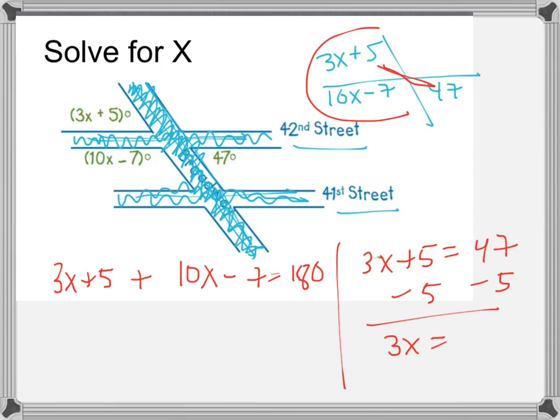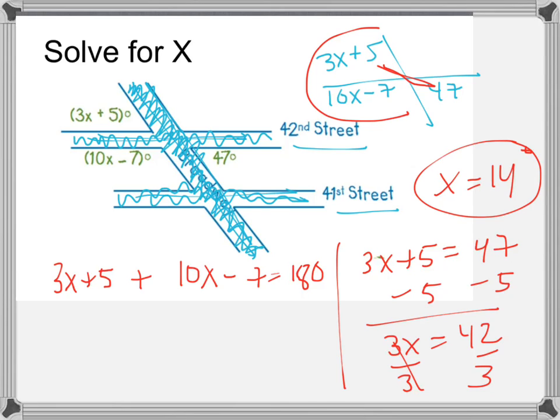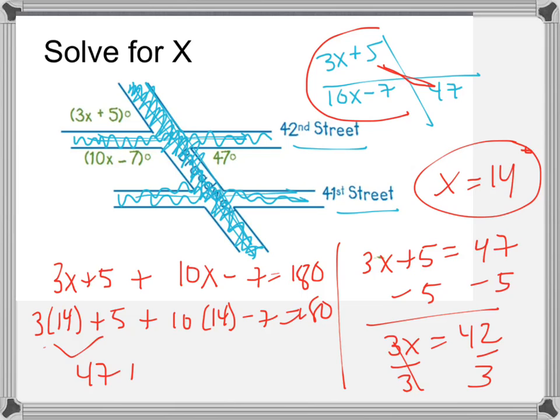So 3x is equal to 42. Divide by 3, divide by 3. So x must be equal to 14, and that would be in degrees. I can always check myself by putting x into this second one. It should be equal to 180 degrees, right? So this was 42 plus 5, this was 47, plus 140 minus 7 is 133, and that does get me 180 degrees.